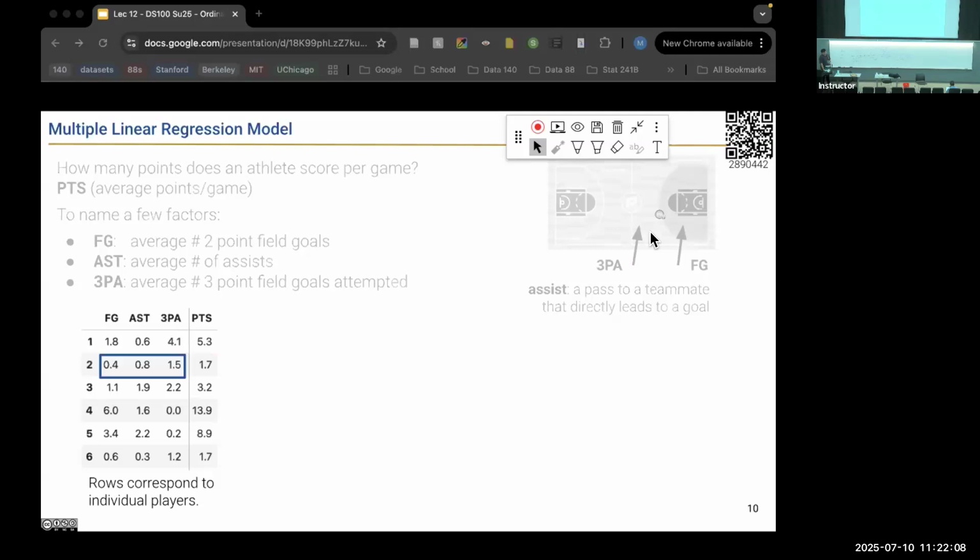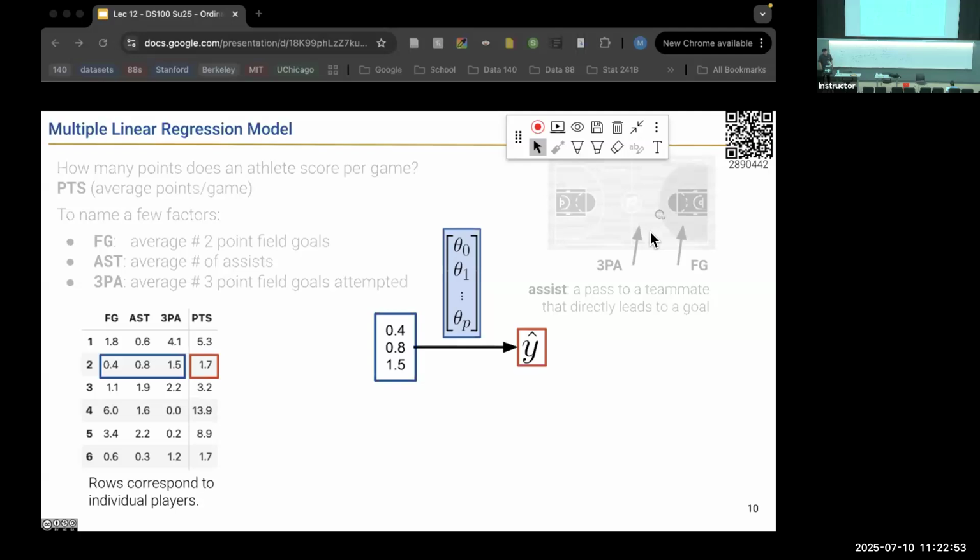So let's take a single observation. As an exercise, I guess this is going to be tested on our exam. Anyways, what is the granularity of this data set? What does each row represent in this data set? Yeah, a player. So say I take row 2, that's the data for the second player. Then I can take the value of this player's features, 0.4, 0.8, and 1.5, as well as the true response, PTS, which is 1.7.